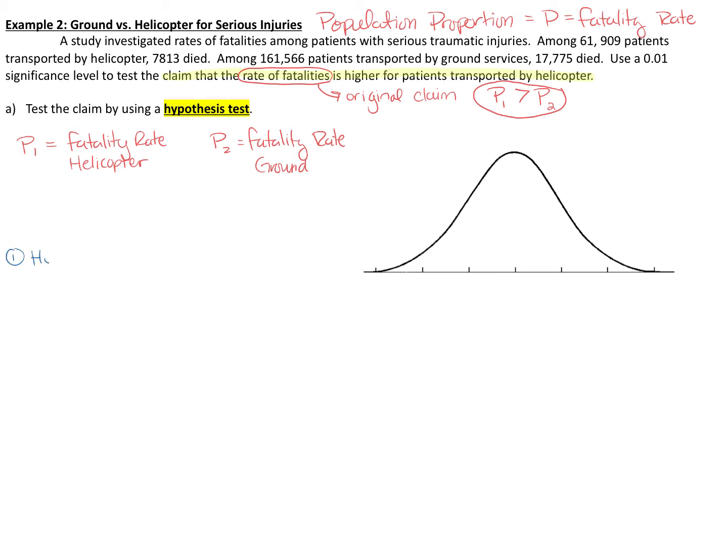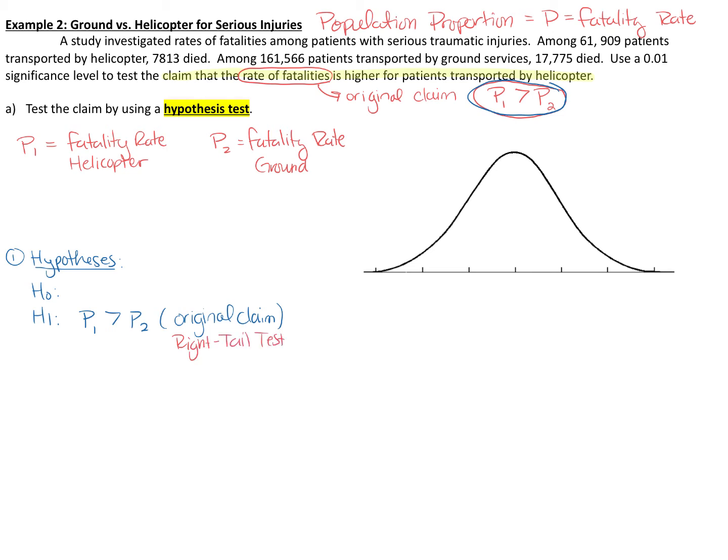The first step to our hypothesis test is to write down the hypotheses, the null and the alternative hypothesis. So again, because this original claim does not contain the equal sign, that's going to automatically become the alternative hypothesis. And I'm going to keep track here that this is the original claim. Okay. And then also because it has the greater than sign, I know that this is going to be a one-tail, right-tail test.